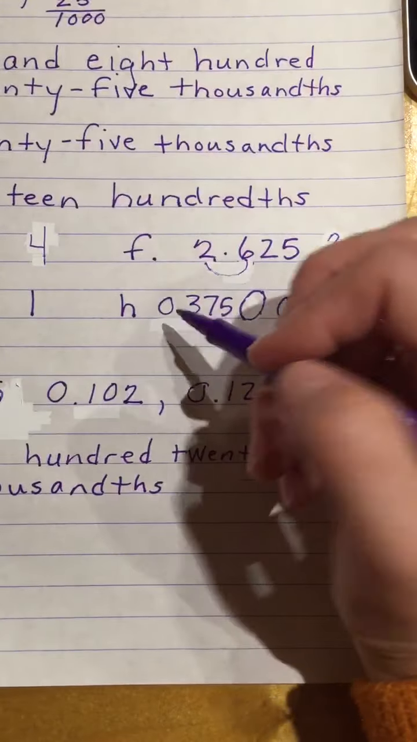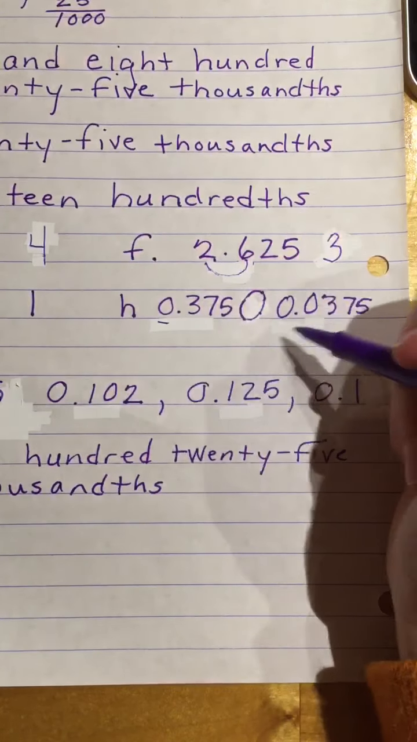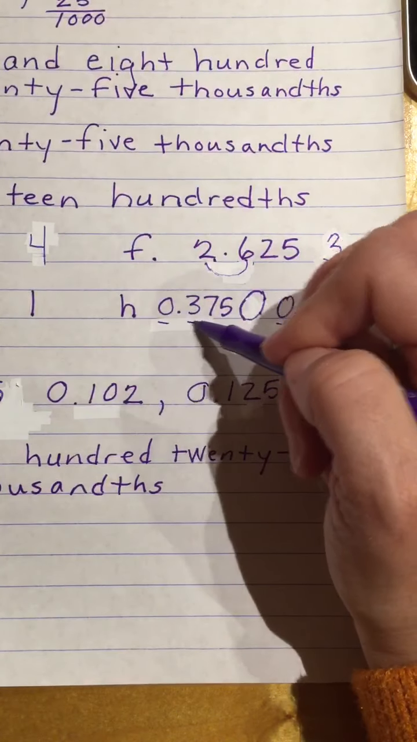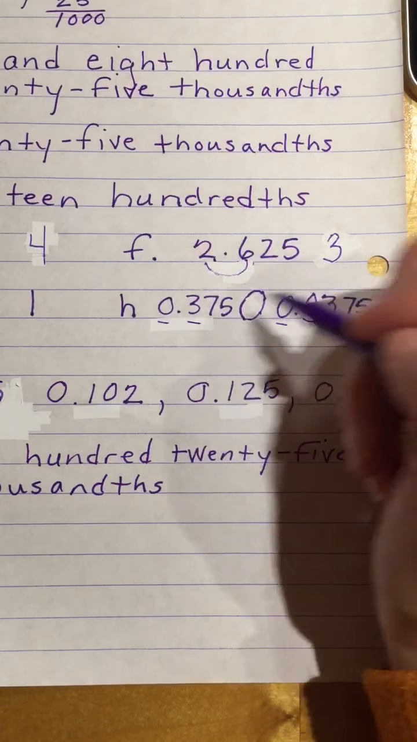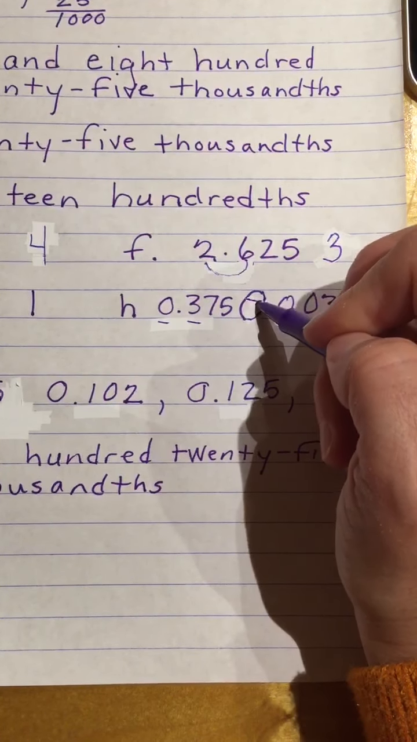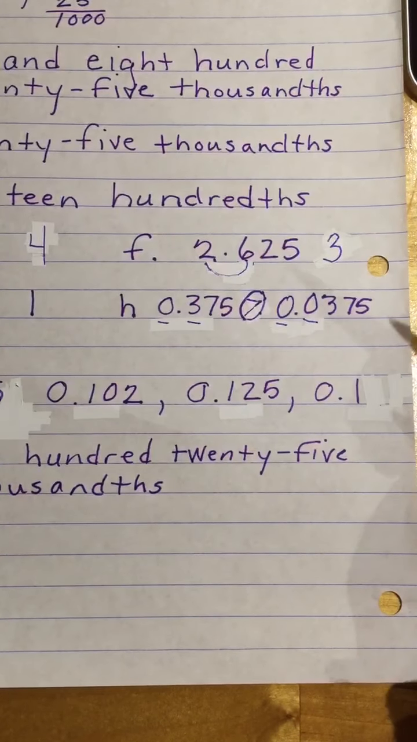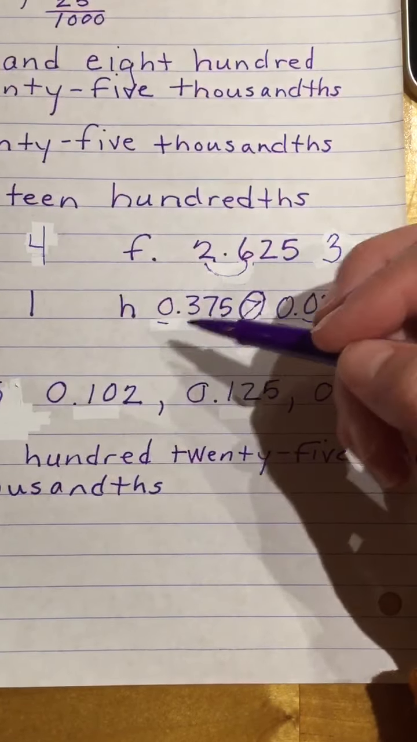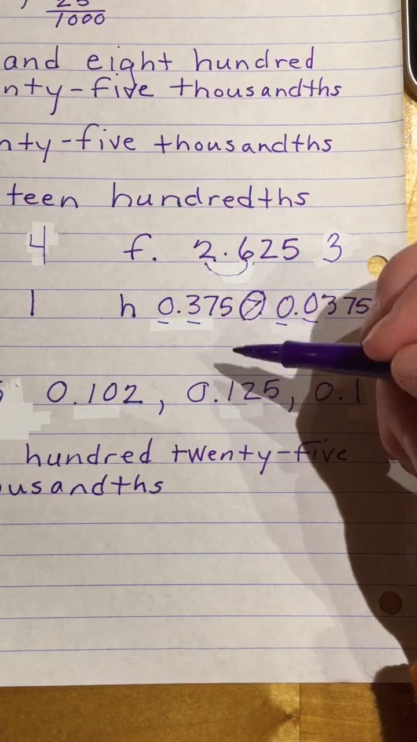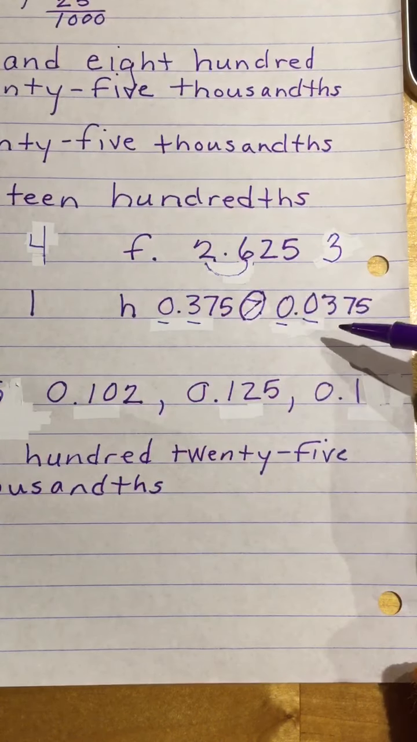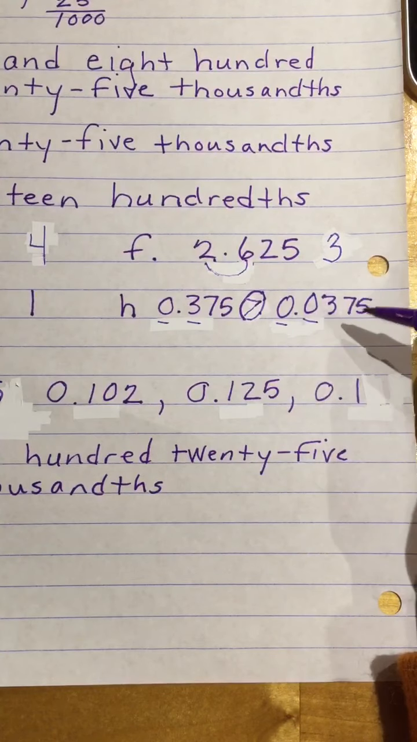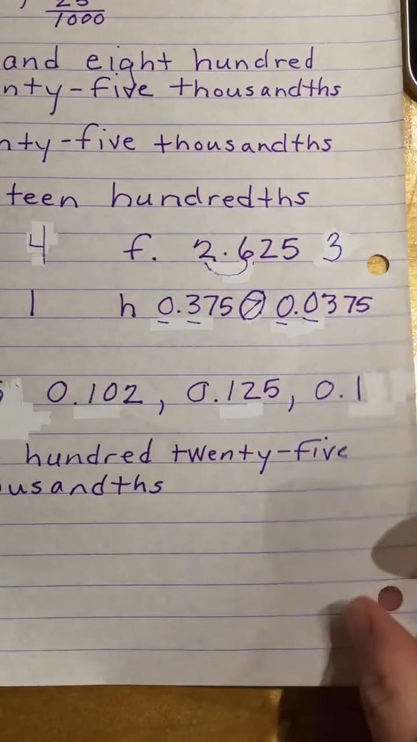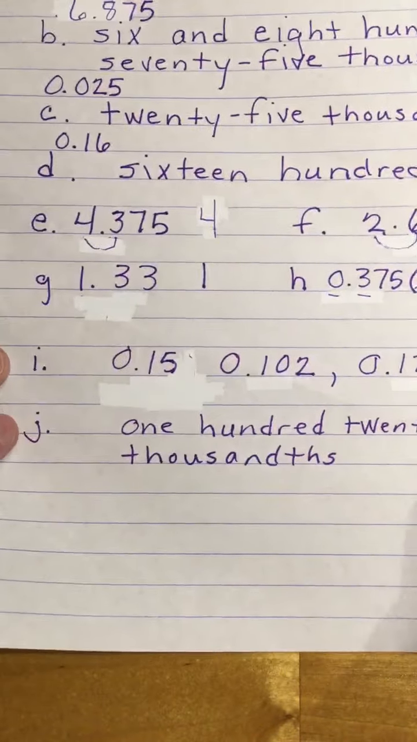My next one, I'm comparing numbers. So I'm looking, of course, there's nothing in the ones place. Then there's a 3 and a 0 in the tenths place. So I know that this one is larger because 3 is larger than 0. So 375 thousandths is greater than 375 ten thousandths.